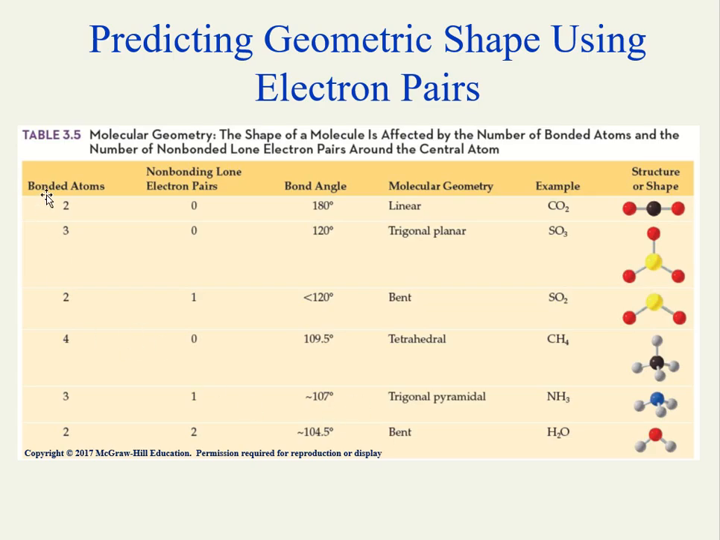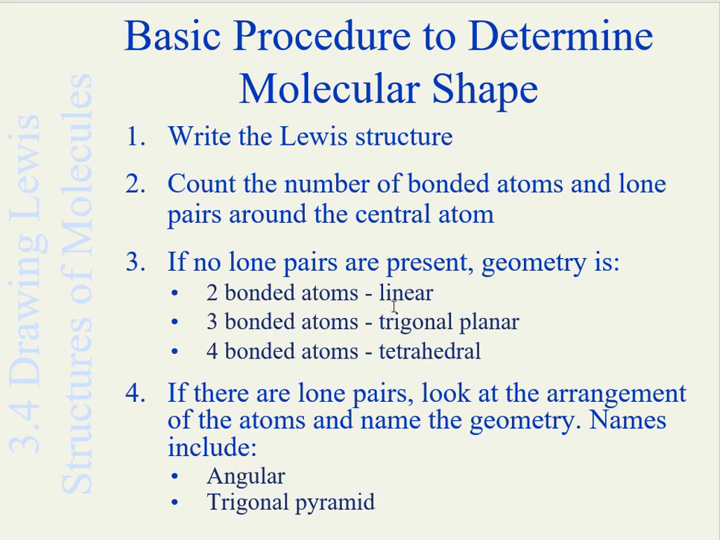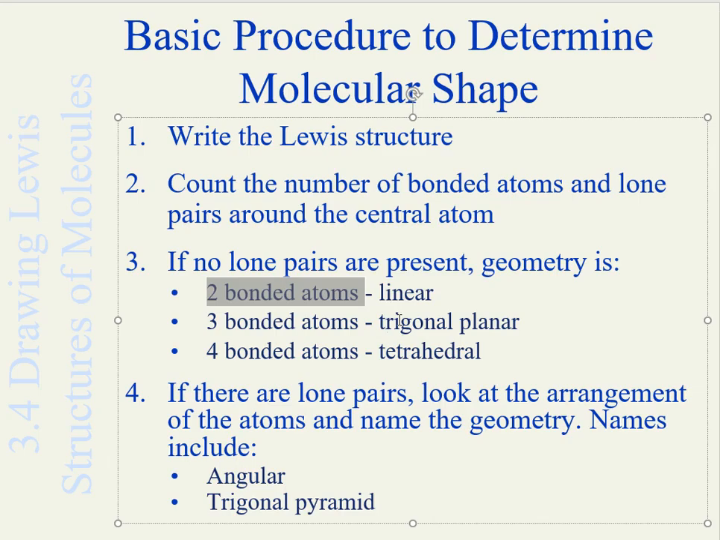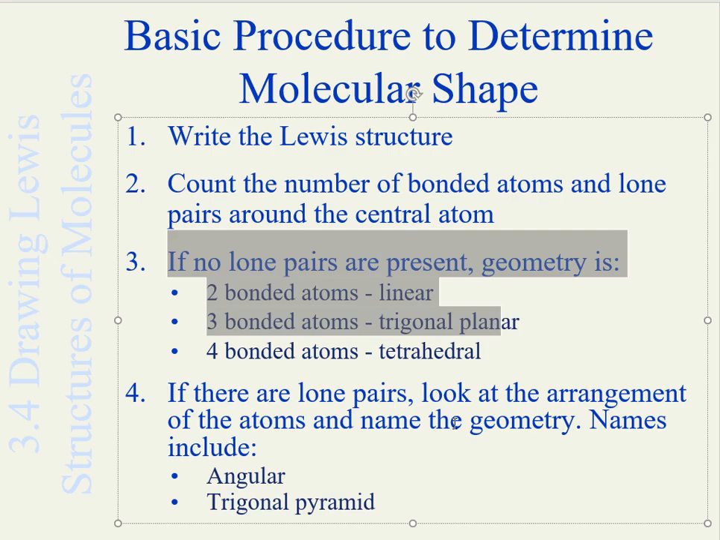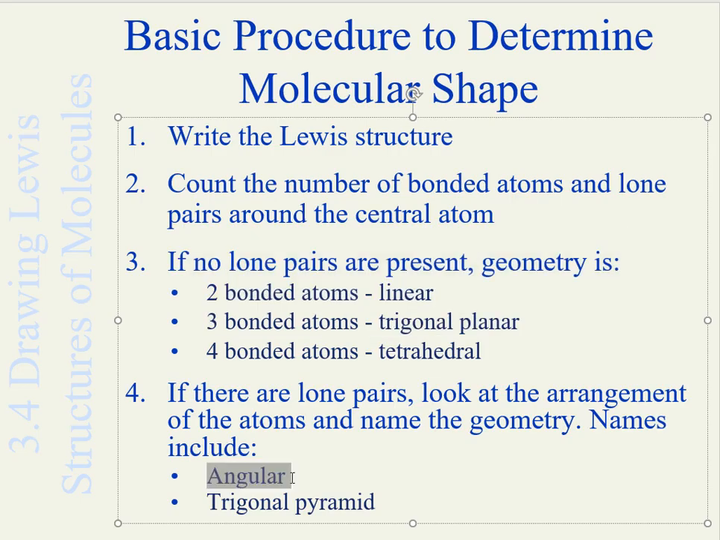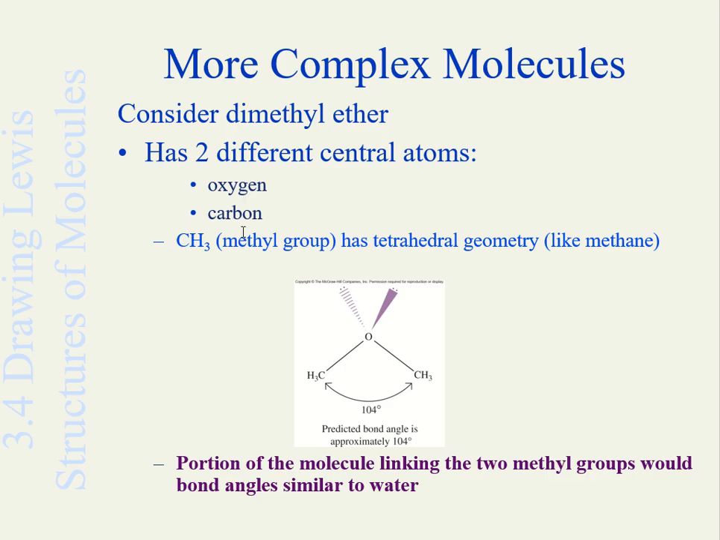All you need to know is to draw the Lewis structure correctly and count the side atoms or the bonded atoms and count the lone pairs. Based on that, you can make the assignment for the molecular geometry shown here. So that's how you do this. Two bonded atoms is linear, three bonded atoms, trigonal planar, four bonded atoms, tetrahedral. This is the case when there are no lone pairs. But if there are lone pairs, it would be either angular or trigonal pyramidal. So you should be able to do this.